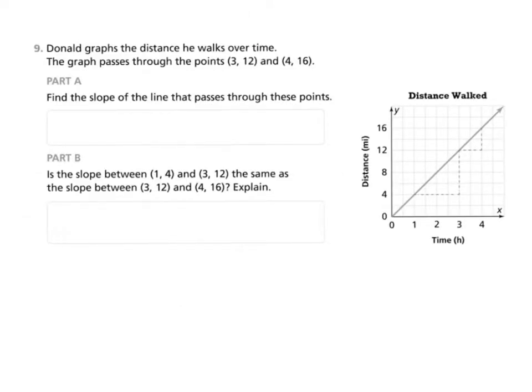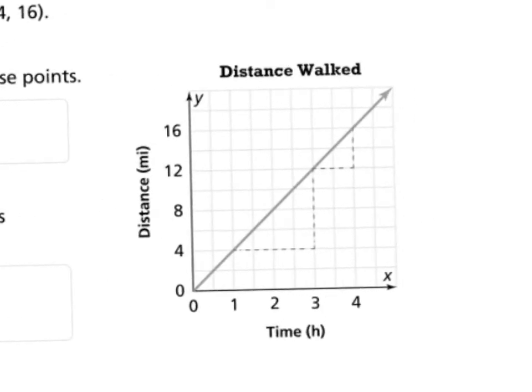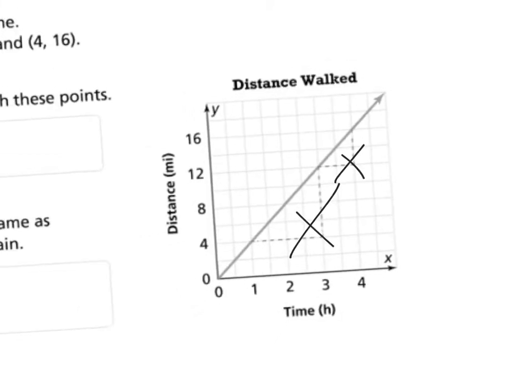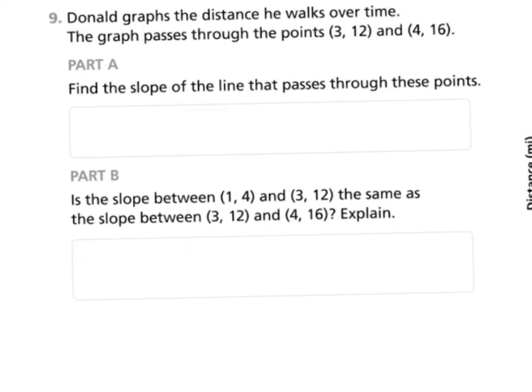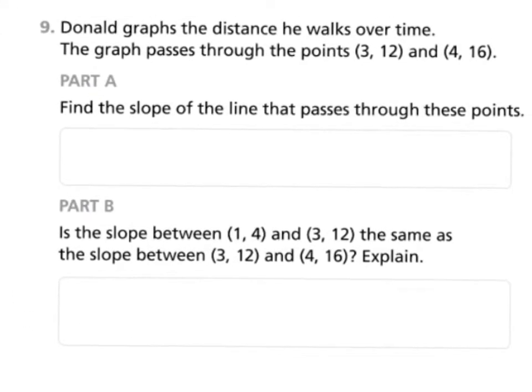So number 9, Donald graphs the distance he walks over time. The graph passes through the points (3, 12) and (4, 16). So part A, they want us to find the slope of the line that passes through these points. I'm not going to necessarily be working over here too much, but we've talked about before, I don't like the triangles being underneath. It should be an up and over, not an over and then up.